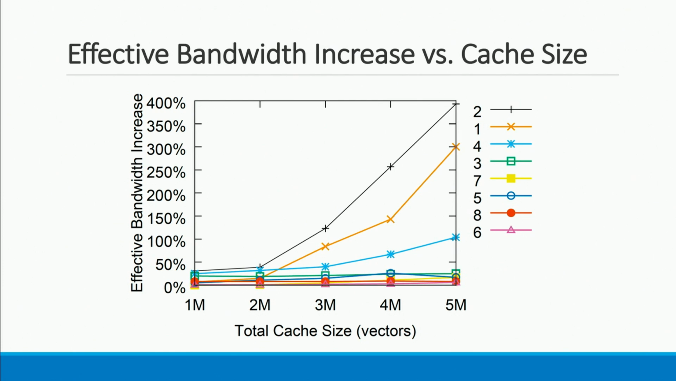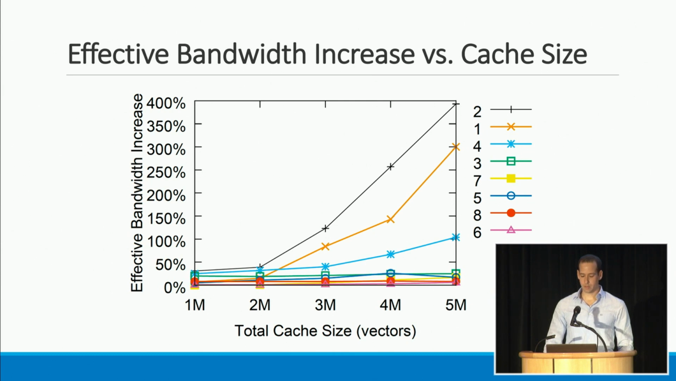Here we see the effective bandwidth increase as a function of the total cache size. Again, the different lines here represent different embedding tables or different features. And it is not surprising that a larger cache provides better effective bandwidth because it has more room for prefetches, and the evictions are less expensive in this case.